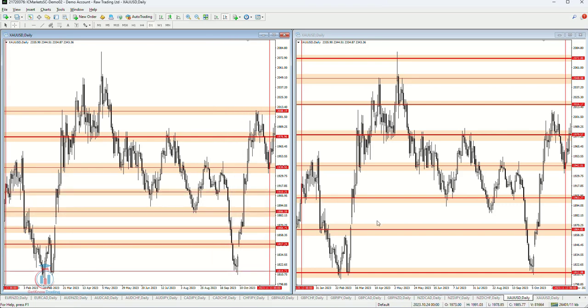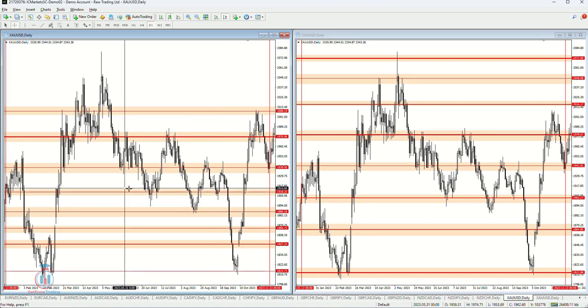We do not have this one here, but we have put on this one. We do not have this one here on the right side, and we have this one here. Now we can see we have put horizontal support and resistance lines very similar to this one right here.